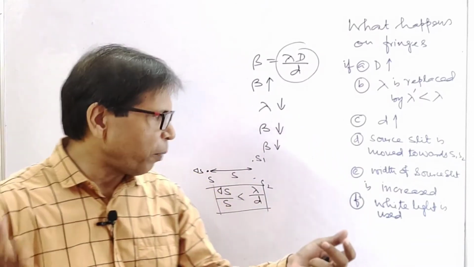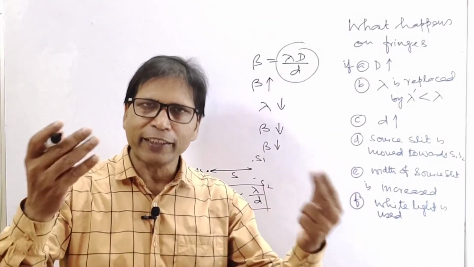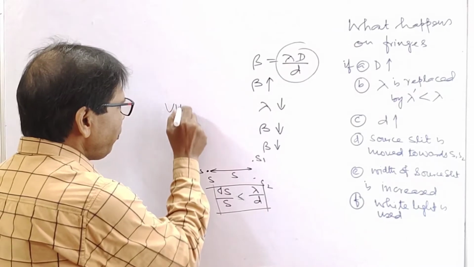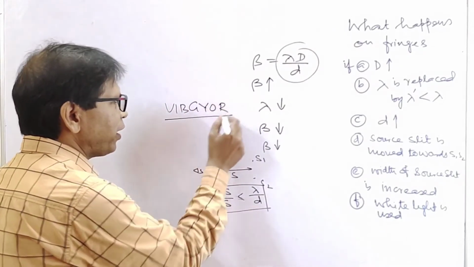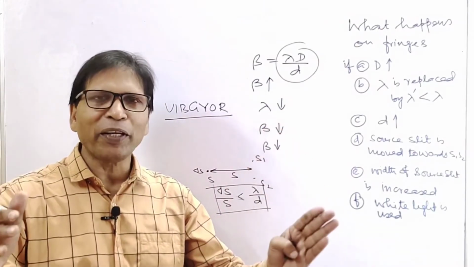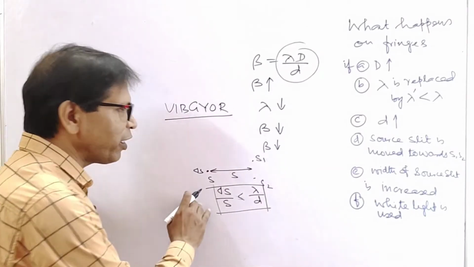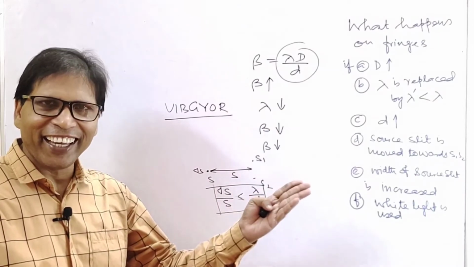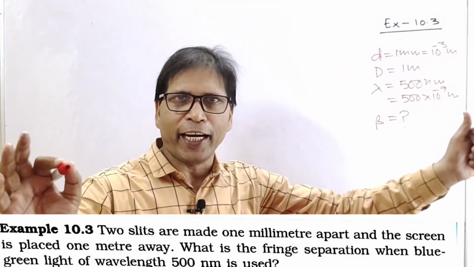Now if monochromatic light is replaced by white light, all the colors meet at the center of the screen with zero phase difference. So the central fringe becomes white and the other fringes become colored, starting from red to violet on either side of the central fringe. Okay? Now example 10.3 of NCERT.